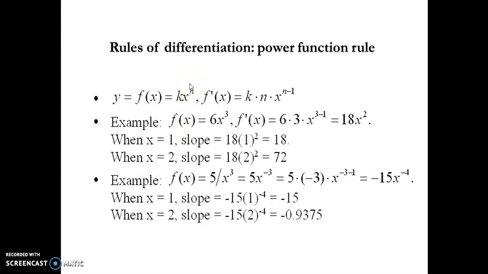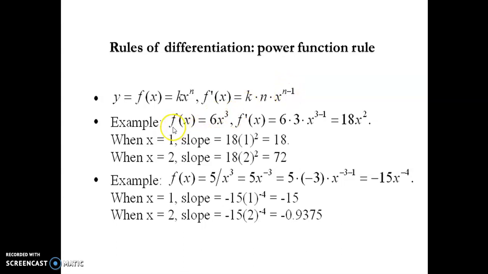It is going to be equal to the coefficient k times the exponent n that we brought down, multiplied by the variable x, that is then raised to the power n minus 1. So please, you should remember this from ECO 151, the power function rule. So we have our coefficient k times the exponent n multiplied by the variable x raised to the power of n, which is your exponent, minus 1.